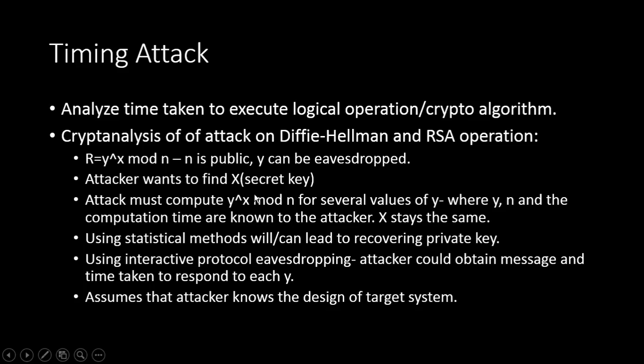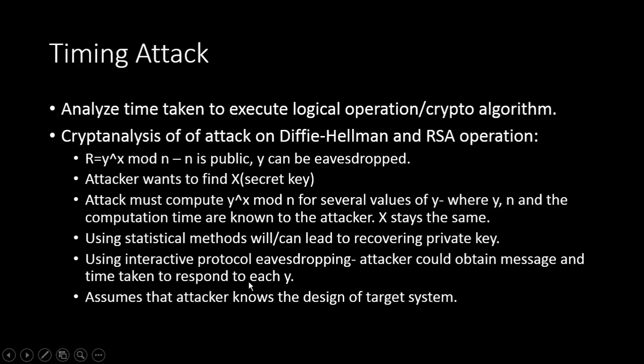Well, we're actually trying to find X, which is a secret key, but we use this function here to do the RSA operation. So N is public, Y can be eavesdropped, and then the attacker wants to find X, which is the exponent here. The attack must compute Y to the power of X mod N for several values of Y, where Y, N, and the computation time for these operations are known to the attacker, and X stays the same. And then later on, we use statistical methods, and that can lead to recovering the actual private key.